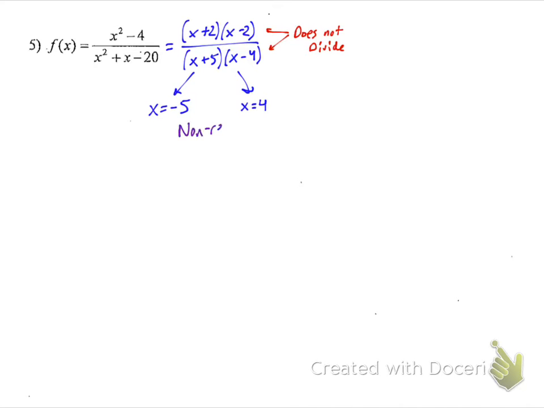All right, for this last one, I'm going to go ahead and factor it. And I see the x plus 5 and the x minus 4 are factors that do not divide out. Since they do not divide out, this is going to be a non-removable discontinuity. And in this case, we know those are actually vertical asymptotes.